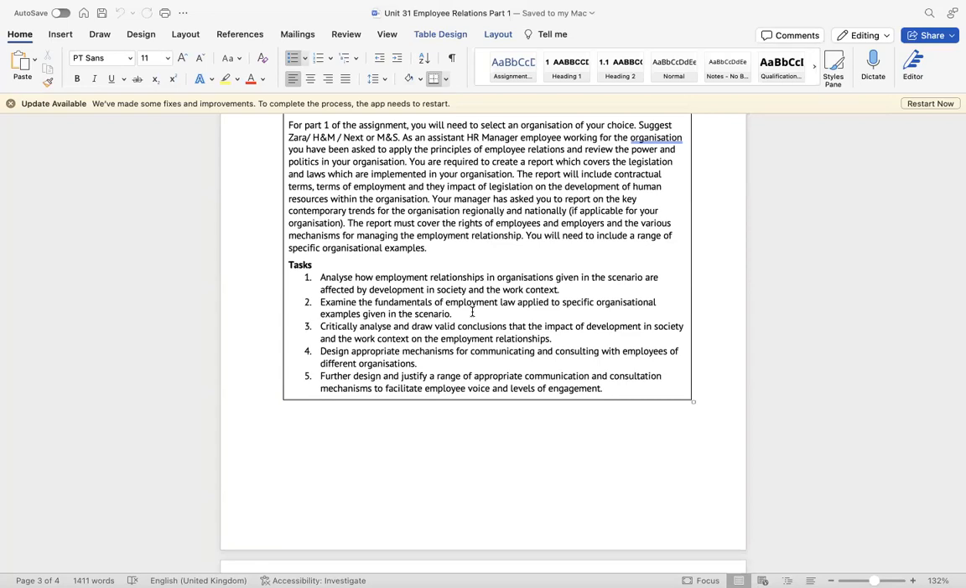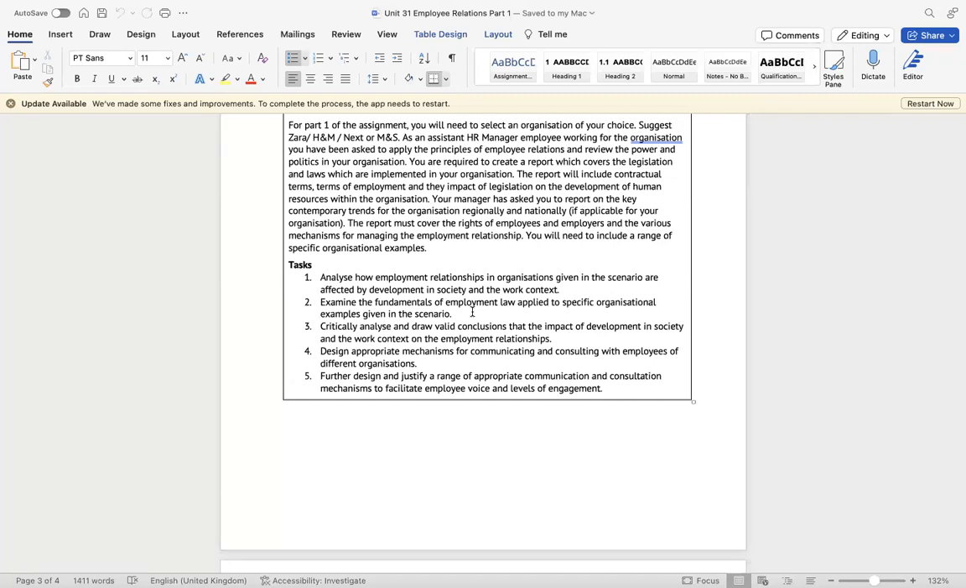Then you have to analyze how employment relationships in an organization, given in the scenario, are affected by development in society and work context. So how employment relationships essentially are affected by developments in society. For example, if an employee was contractually required to work in the office 40 hours a week, after COVID, how contractually that changes, and how does that affect the development in society? So development in society would essentially mean COVID, for example. Or development in society can also be that there's something specific that's going on, and because of that, there have been changes to the organization and also how people work.